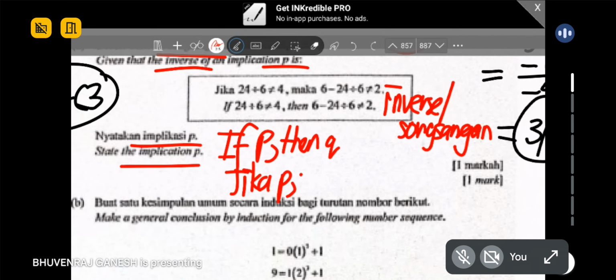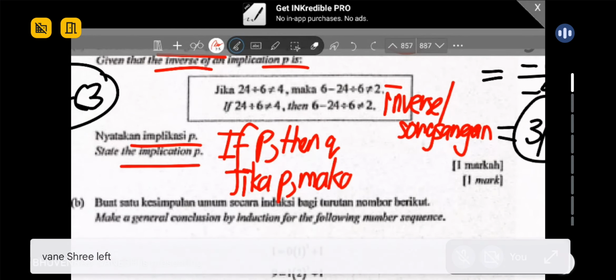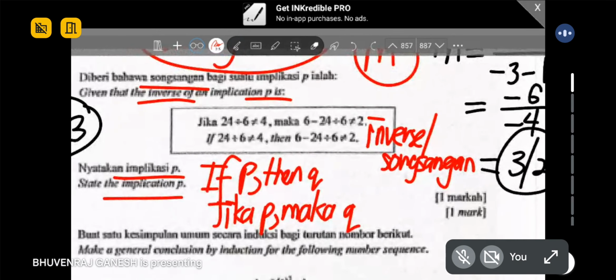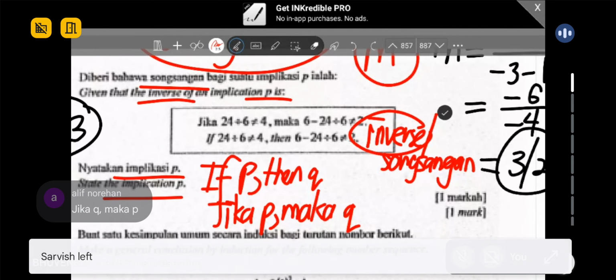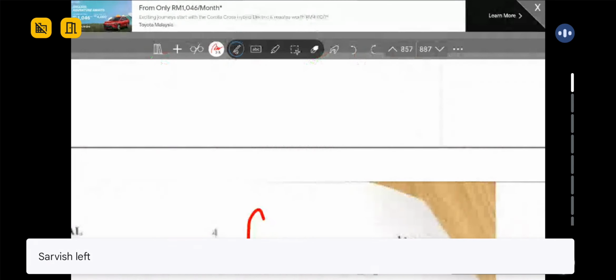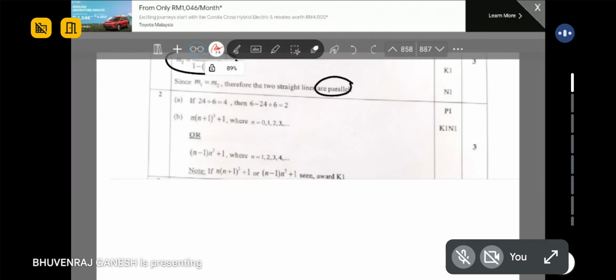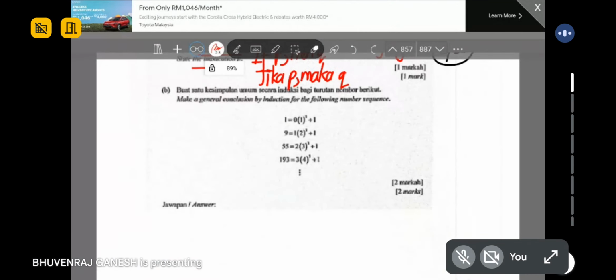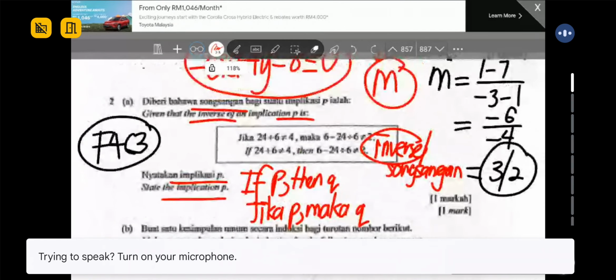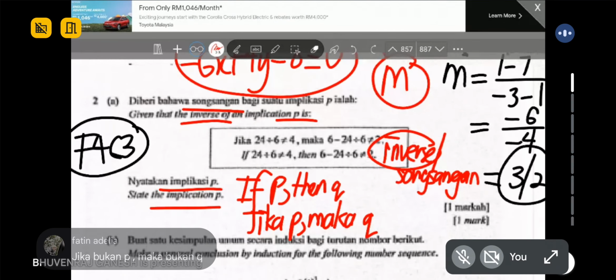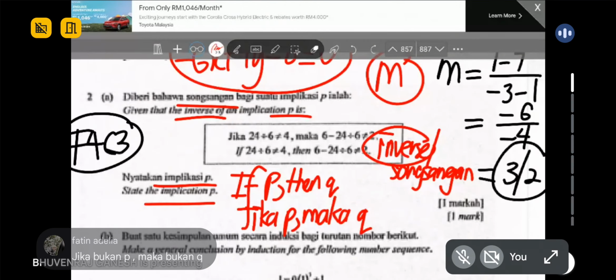But songsangan, inverse, what is the format? May I know? Untuk songsangan macam mana format dia? Anyone? For inverse. Do you all still remember? Okay, bukan. Salah. Yang tu adalah akas. Jangan confuse. Yang tu untuk akas. Converse. Converse is if Q then P. Jika Q maka P. Yes, correct.